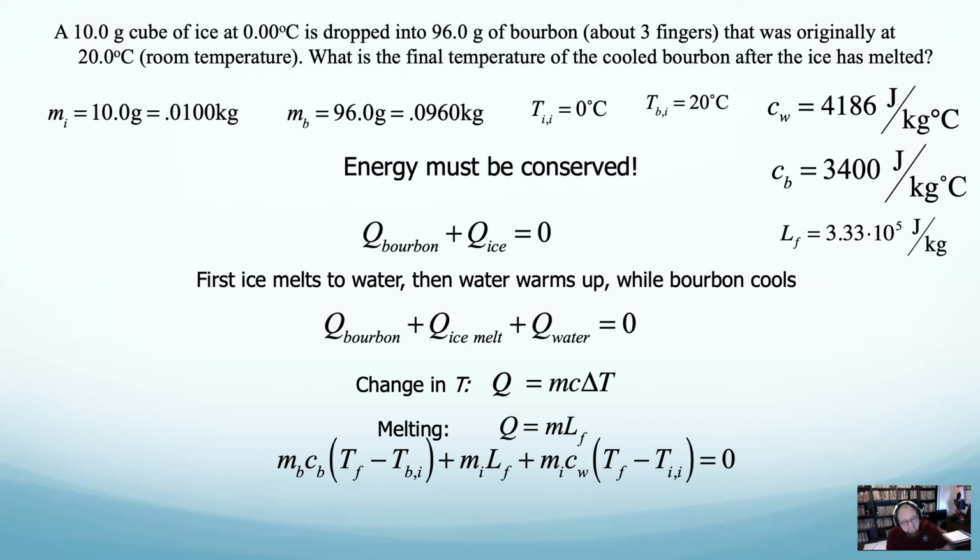Now, as I said, I was nice here. If the ice was colder than 0 degrees, you would also have a change in temperature of the ice. But I didn't. I said the initial temperature of the ice was 0. So that term goes away. So it's actually just MC delta T for the bourbon plus the change in temperature of what once was ice and is now water. You'll notice I didn't use CI. I used CW, because it's no longer ice. Once it melts, it becomes water. So I don't use the specific heat of ice, I use the specific heat of water. Phase changes, that's what happens.